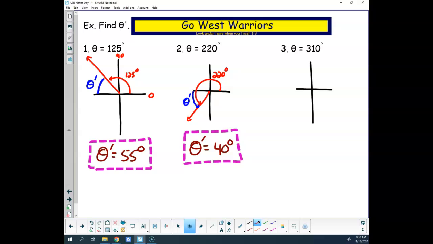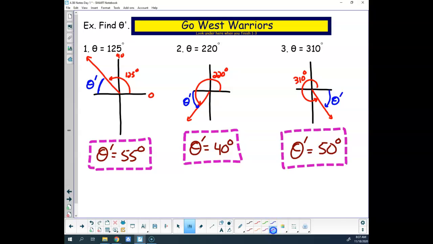310 would be down here. Reference angle would be here. Got to get back to 360. So my reference angle would be 50 degrees. Yes? Okay.